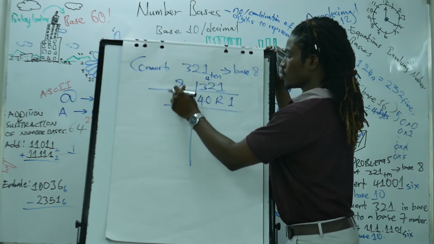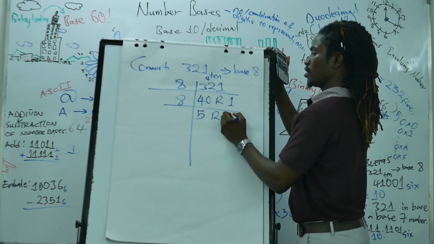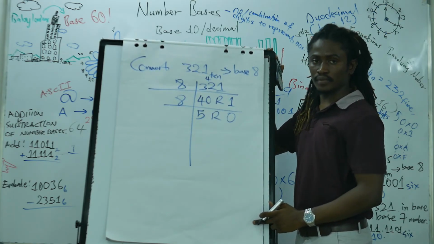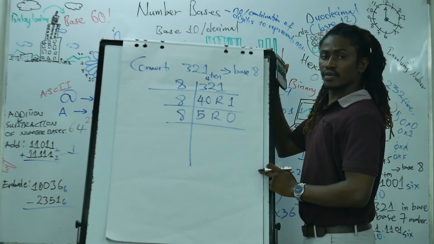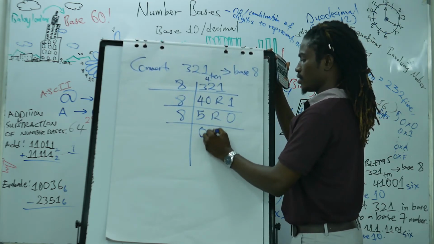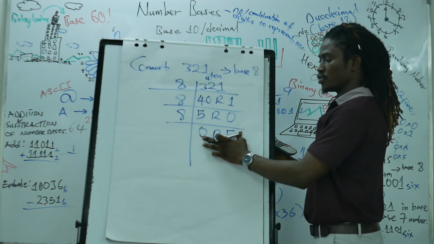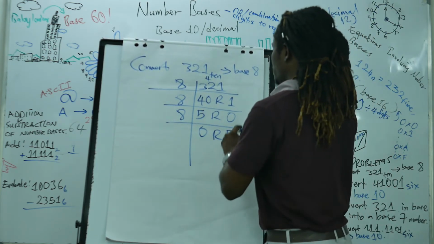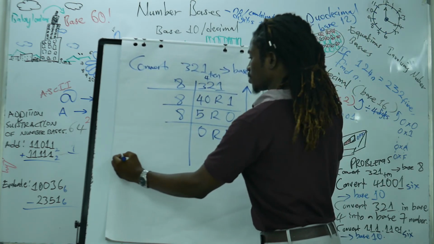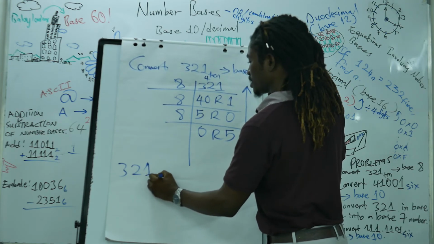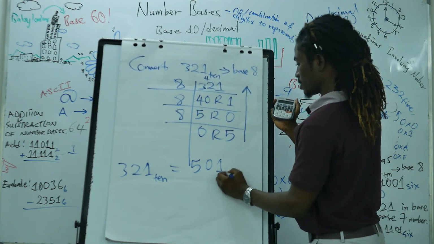So now, how many times does 8 go into 40? It goes there 5 times, remainder 0, because 8 times 5 gives you 40. Next, we will continuously divide by 8. 8 into 5 is 0 times. Then we put down our remainder 5 again. So now, once we reach this step where it's 0, then we just stop. And then how you find the answer is by reading from the bottom up. So therefore, 321 in base 10 is equal to 501, we read from the bottom, in base 8.